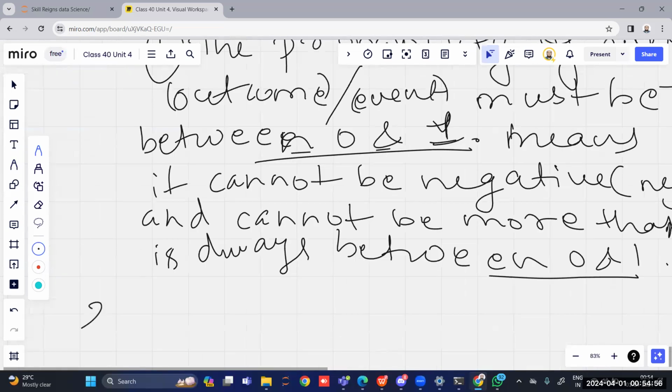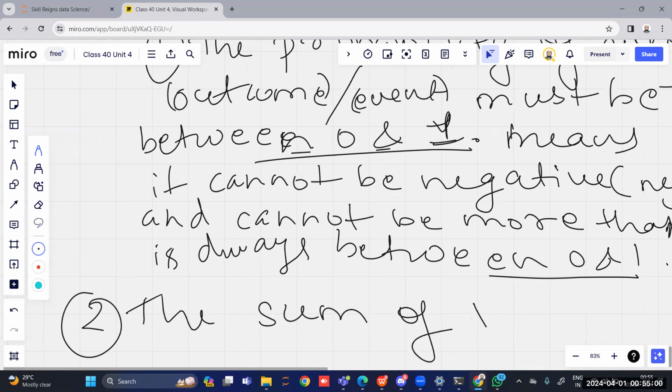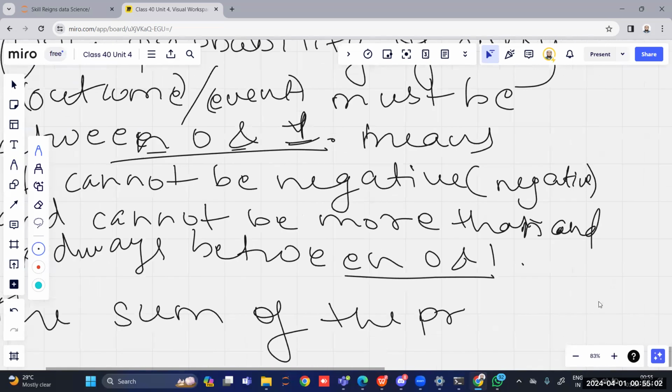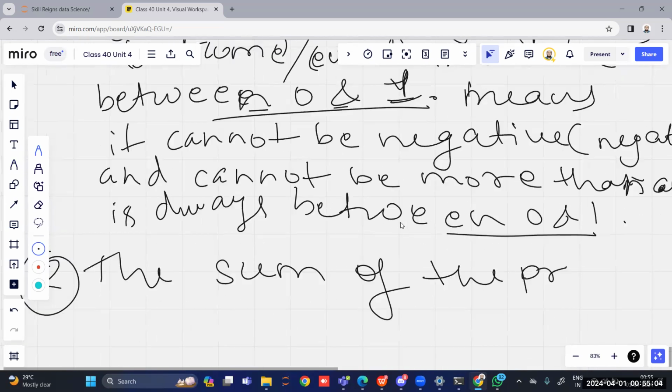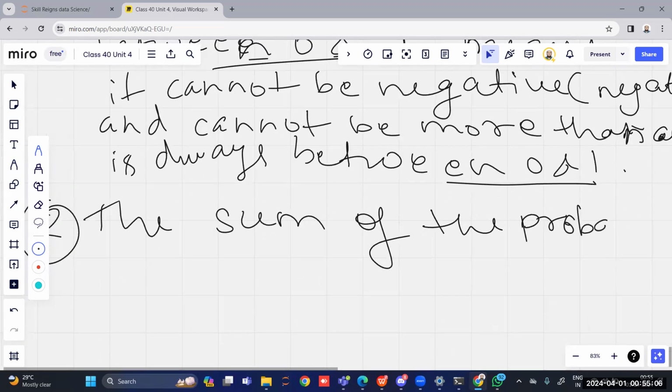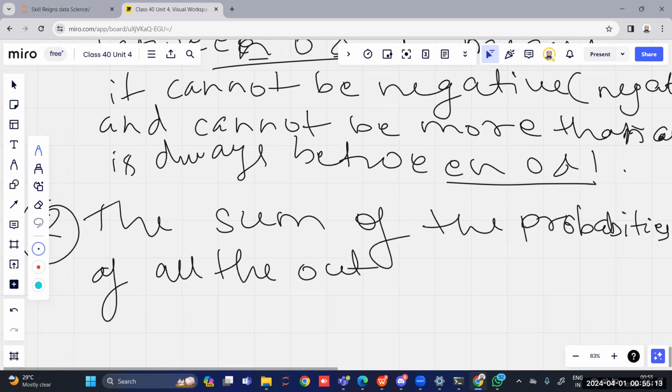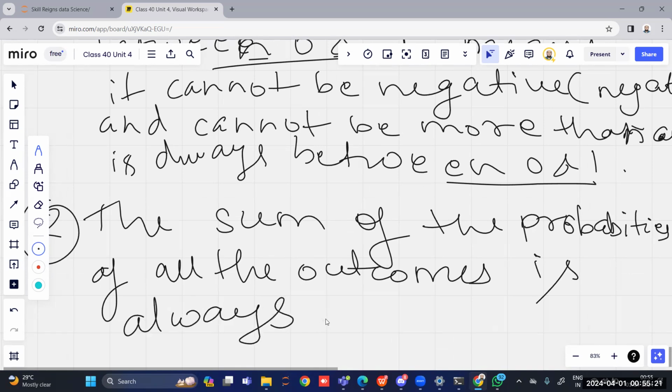And the second rule is the sum of the probabilities of all the outcomes. All the outcomes means all the outcomes that are in the sample space. The sum of the probabilities of all the outcomes is always equal to 1. Not a minute difference should be there. These two things I have to verify.